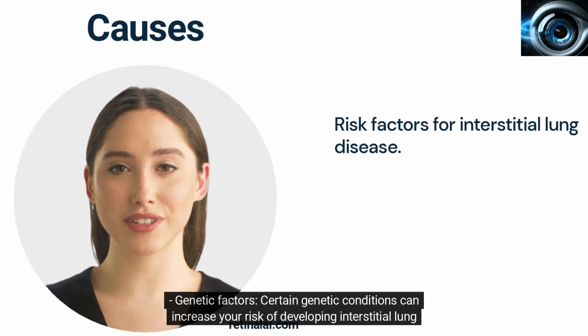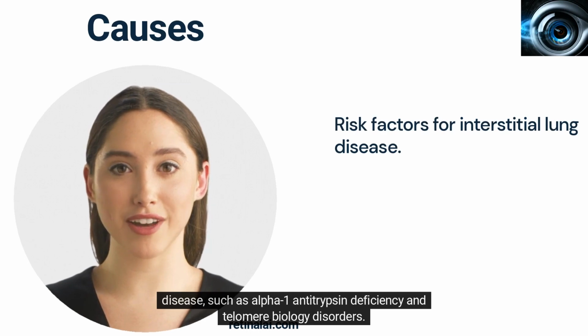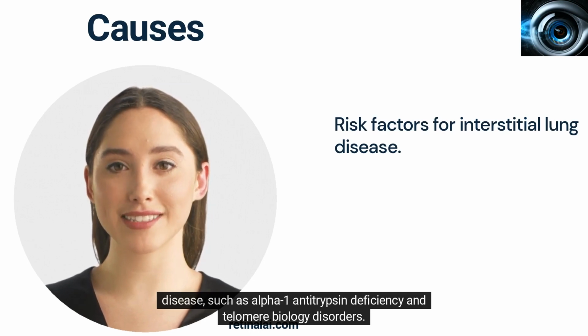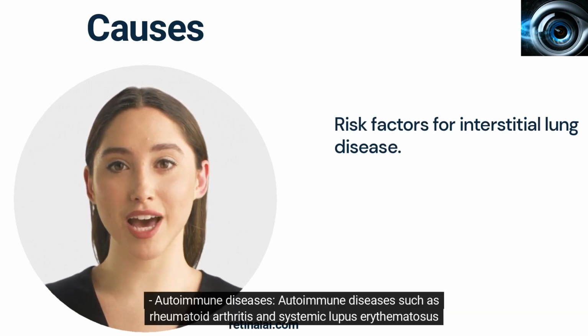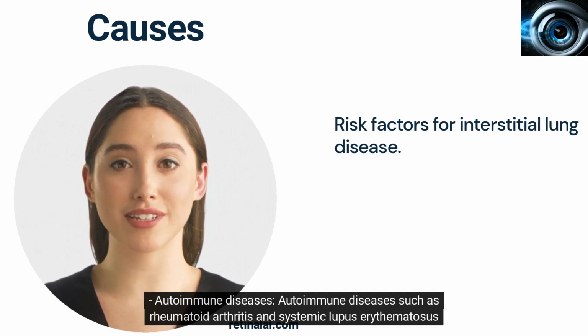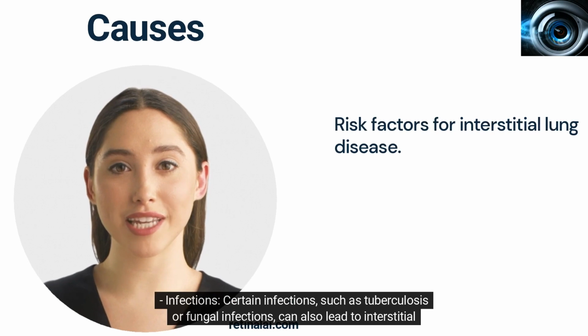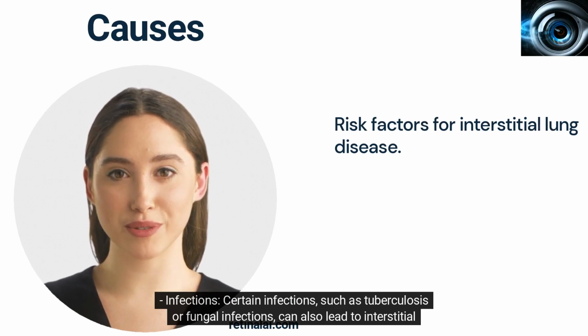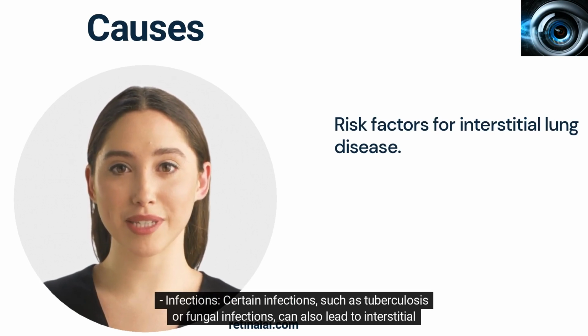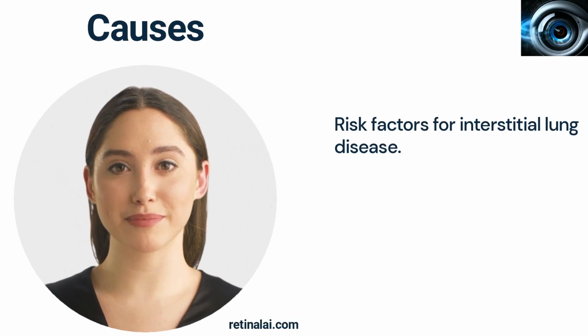Certain genetic conditions can increase your risk of developing interstitial lung disease, such as alpha-1 antitrypsin deficiency and telomere biology disorders. Autoimmune diseases. Autoimmune diseases, such as rheumatoid arthritis and systemic lupus erythematosus, can also increase your risk of developing interstitial lung disease. Infections. Certain infections, such as tuberculosis or fungal infections, can also lead to interstitial lung disease.